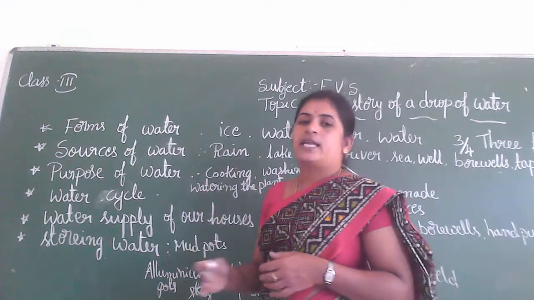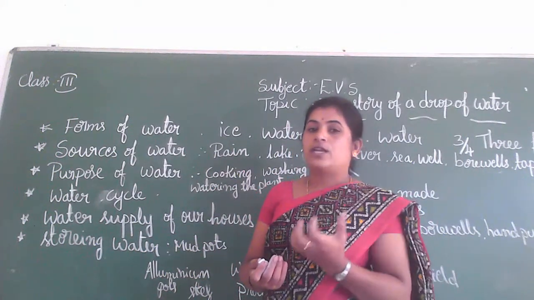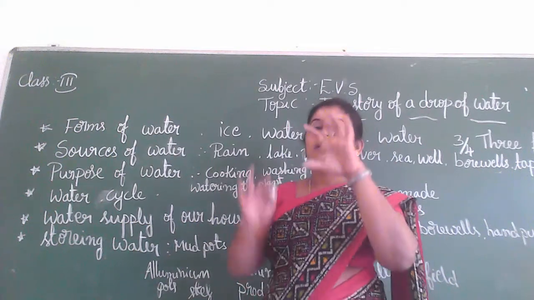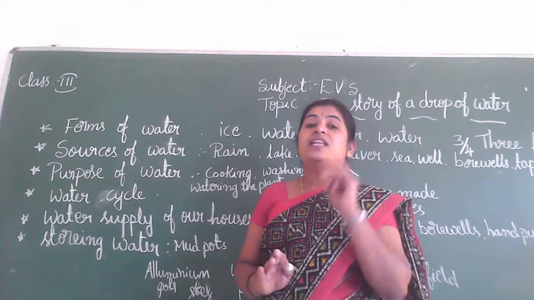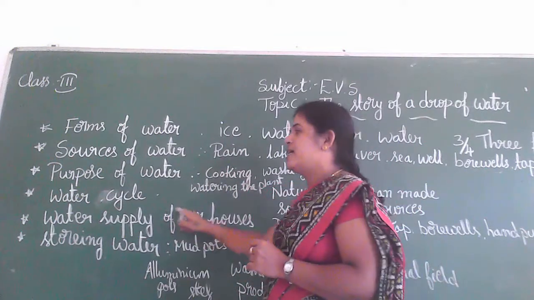And then the water cycle: the sun's heat acts on the water, it becomes water vapor, forms a tiny layer, and then the rain. This is the cycle, the water cycle.